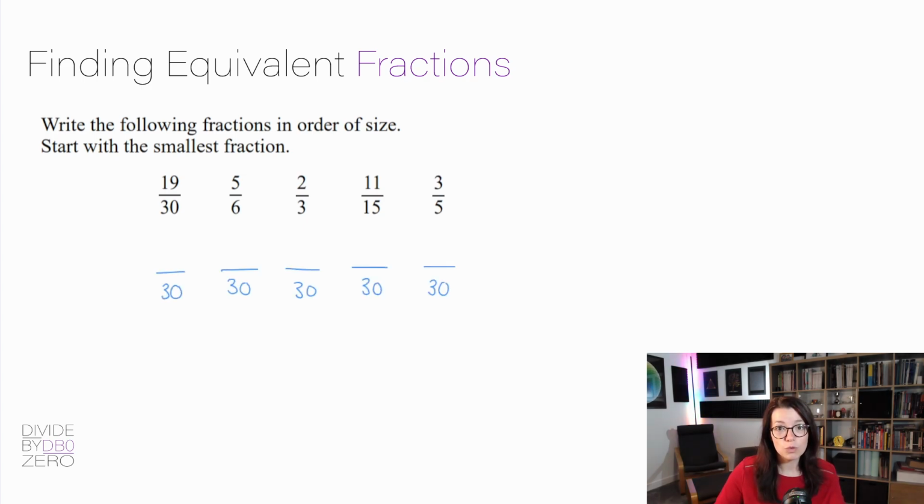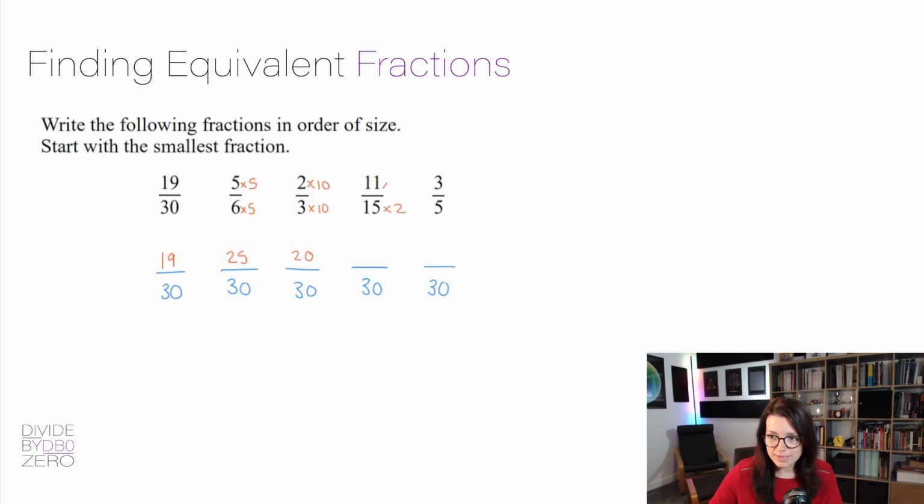The first one is already over 30, so we don't need to change anything. That's going to stay as 19 over 30. The next one, to get from 6 to 30, we need to times by 5. So let's do the same on the top to get 25. 3 times 10 is 30. 2 times 10 is 20.